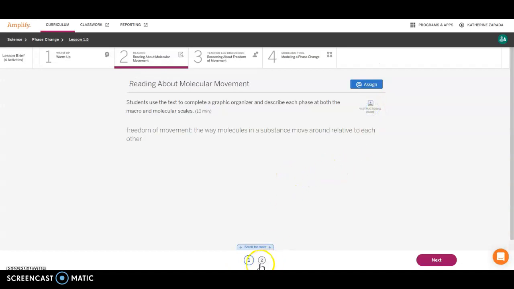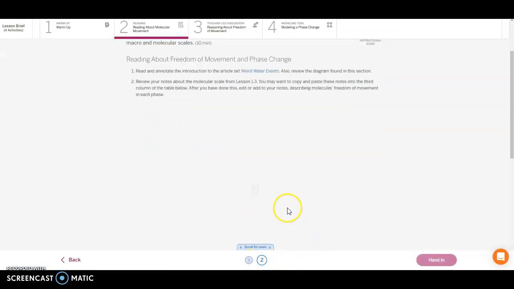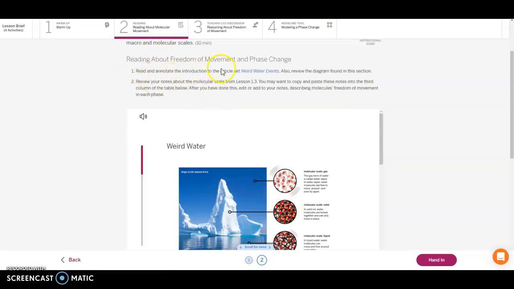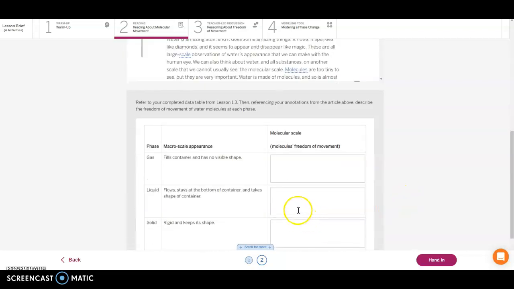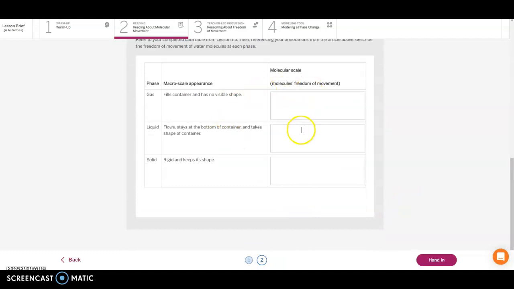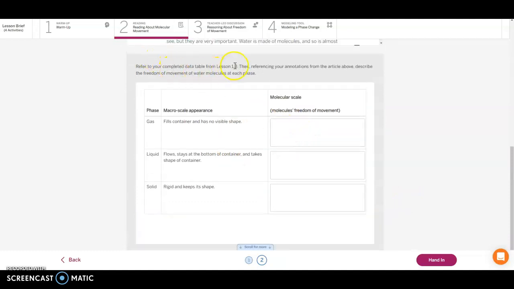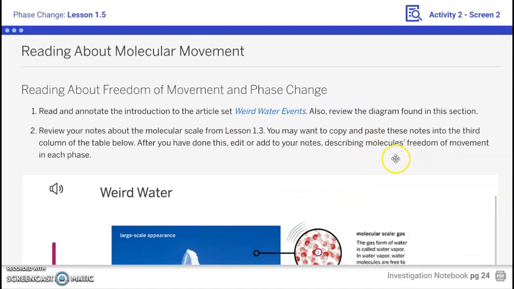As you can see, I flipped over to Amplify. This is just the vocab term we went over. So you go over to number 2, and here's where you read and annotate the introduction to the Weird Water Events article. Also, make sure you review the diagram that's here too, and review your notes about the molecular scale from 1.3. You may want to copy those and paste those into the column below this after you have read it, and you're going to just refer back to 1.3 to help you with answering these questions if you need to.